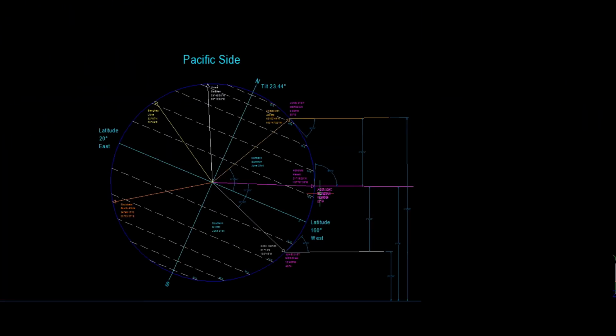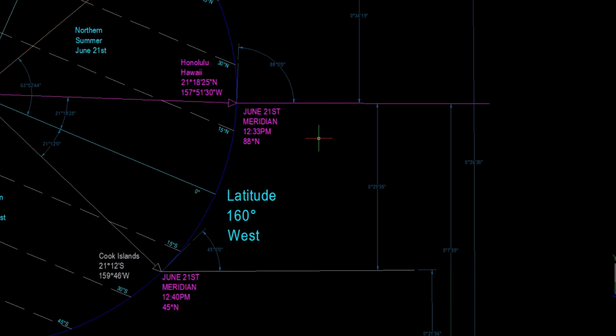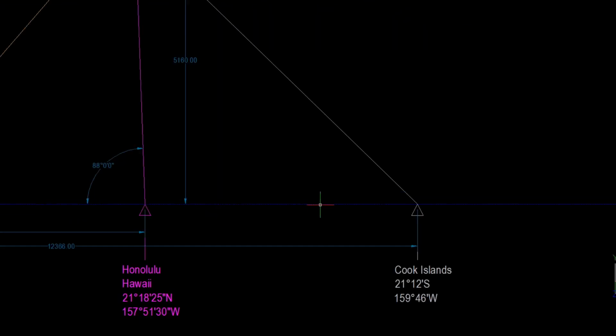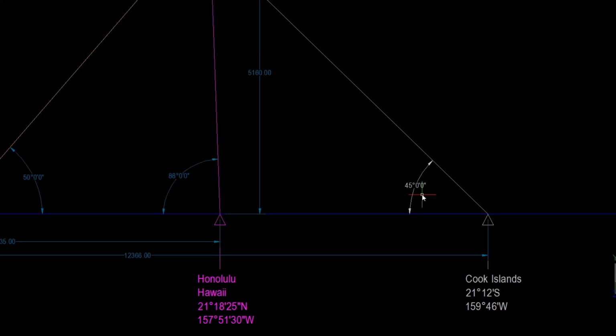All right. And if we look at the Cook Islands, Alaska and Hawaii, we got 45 degrees, 88, and 50. Oh, there's no pitch on that one. I'll have to fix that one up. Let me just quickly do it right now. Okay, so 45, 88, and 50.